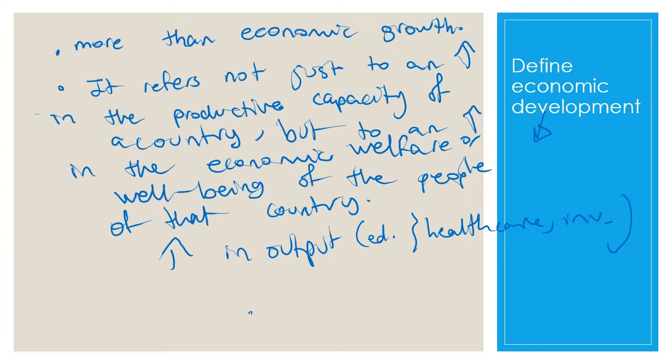How can we make the welfare or the well-being of people better in the country? It is by the increase of education, increase of healthcare, increase in investment in infrastructure, increase in what else? Incomes, finding job opportunities. So it is a wider range than only talking about economic growth. Please make sure you write this definition in your copybooks.